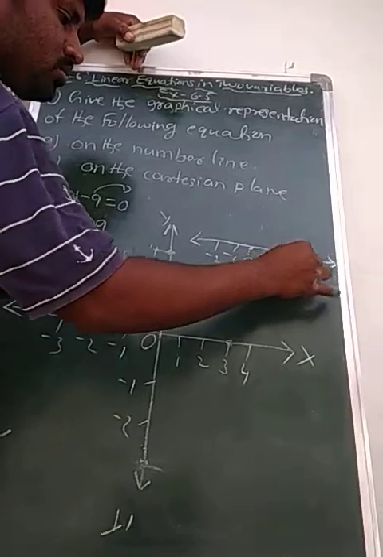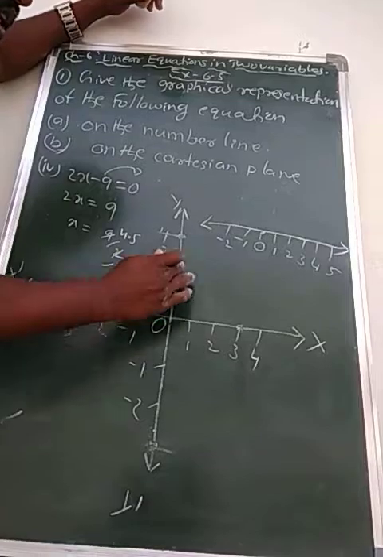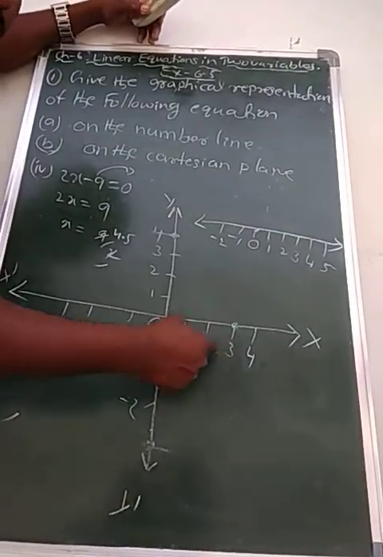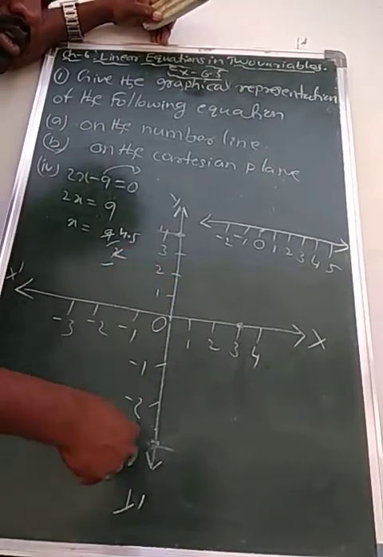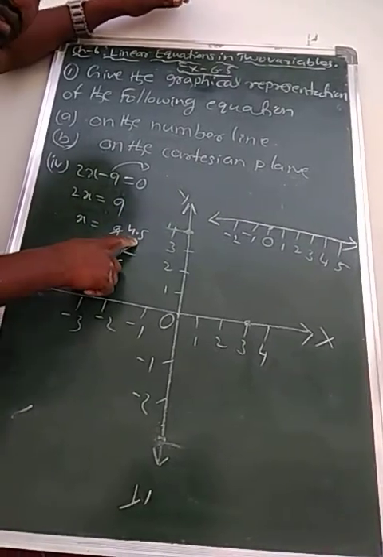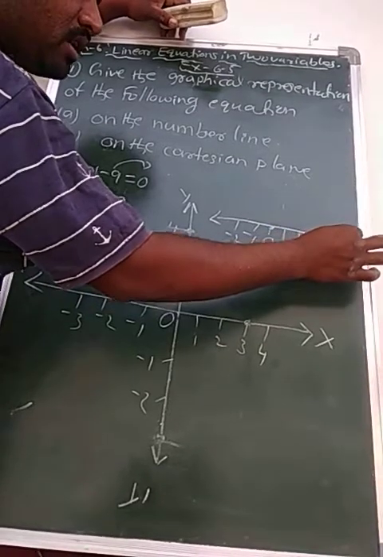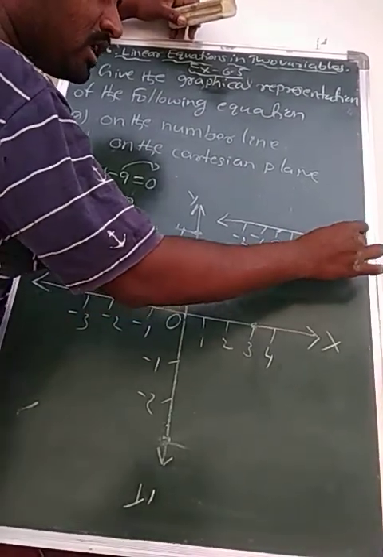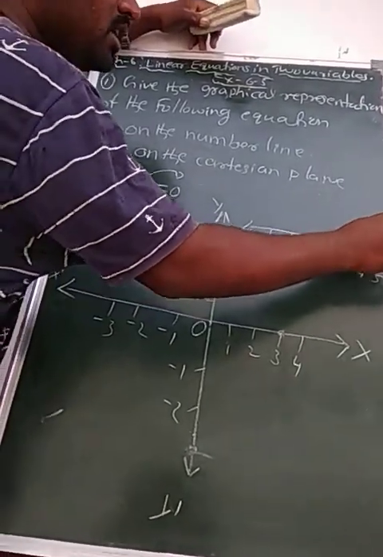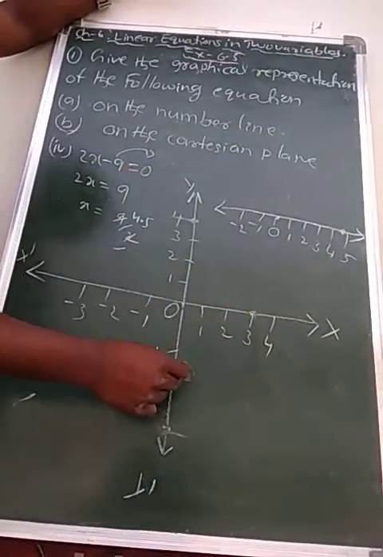1, 2, 3, 4, 5. Here we are taking the scale on the x-axis or on the y-axis as only 1 unit, 1 centimeter is equal to 1 unit. So now see, what is the x value? 4.5, which means on the number line, in between 4 and 5 there is a big line, so that is the point. If we put a point here, this is the required point of x is equal to 4.5 on the number line.